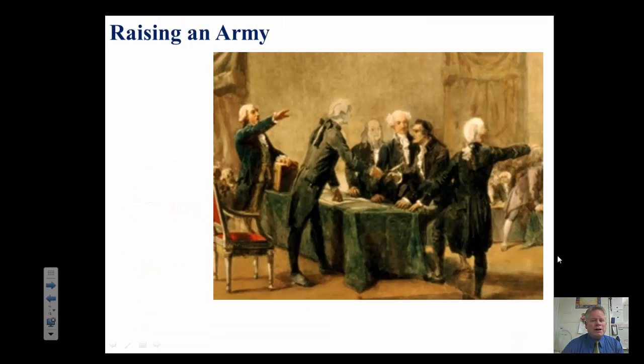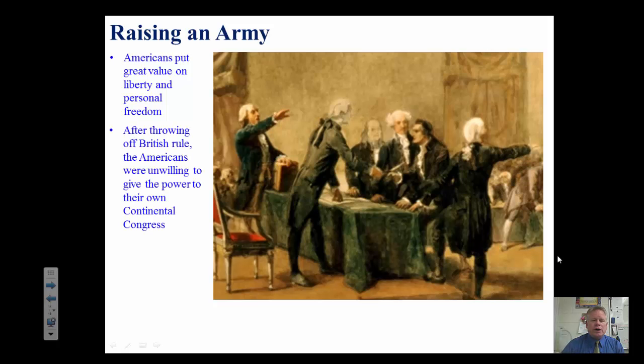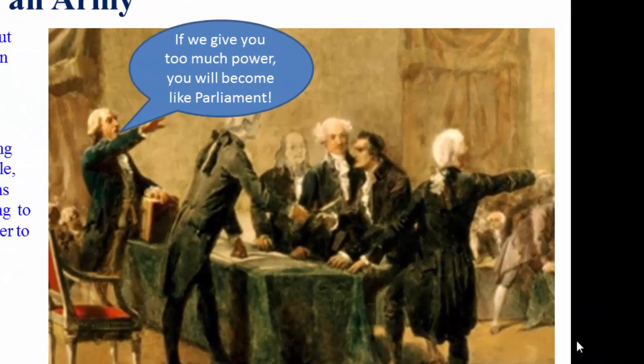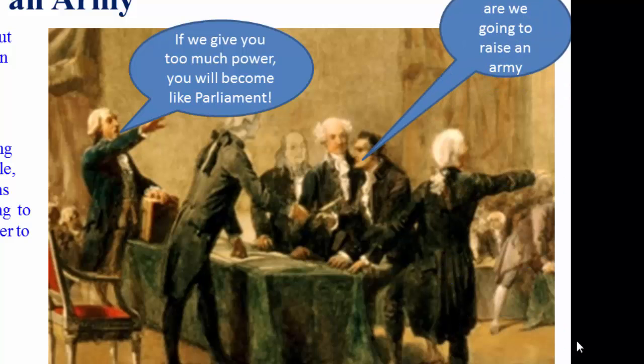So they didn't have a very easy time when they tried to raise the army. Americans put great value on personal freedom. And after throwing off British rule, the Americans were unwilling to give power to their own Continental Congress. They didn't want to end up in the same situation with their government as they just got out of with the British. If we give you too much power, you will become like Parliament. Then how are we going to raise an army?